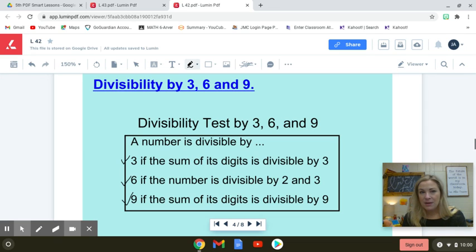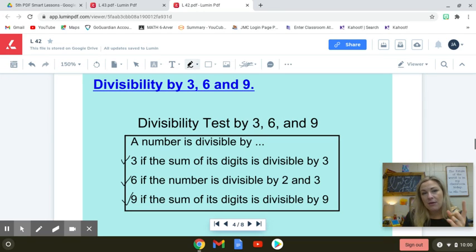A number is divisible by 6 if, number 1, it's an even number. With that being said, an even number also means it's divisible by 2. So you could say either thing. It's even or it's divisible by 2, and the sum of the digits is divisible by 3. It needs to have those two things. So the sum of the digits is divisible by 3, and the number's even or it's divisible by 2.